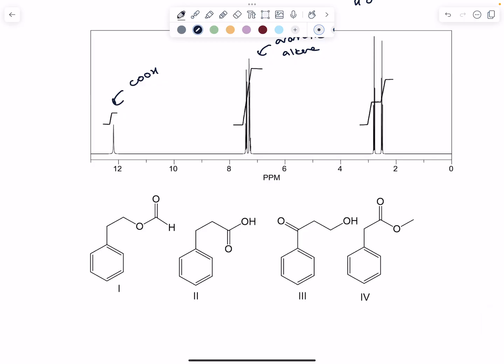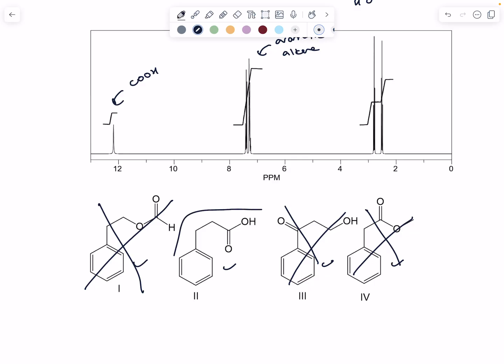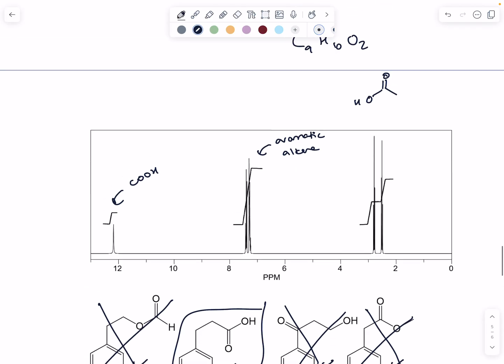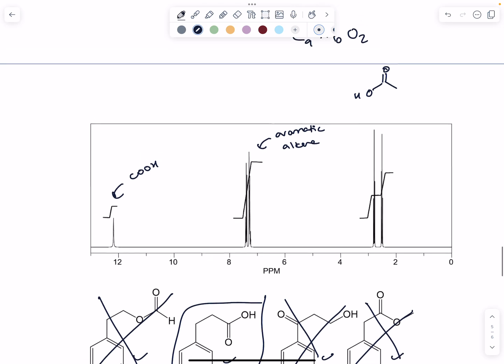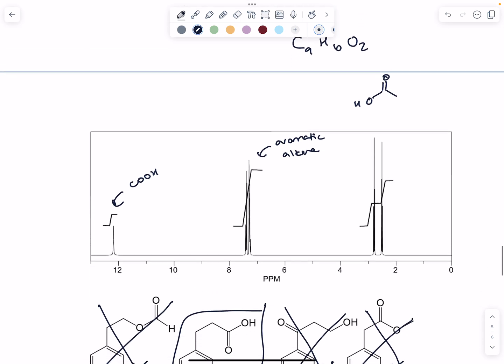First, it looks like all my answer choices have an aromatic ring. So that 6 to 8 is probably my aromatic ring. And then this aldehyde, so not a carboxylic acid, and this is not a carboxylic acid, and this is not a carboxylic acid. Oh, look, I panicked for no reason. You didn't even need all that information.